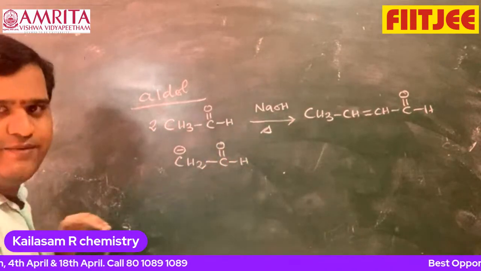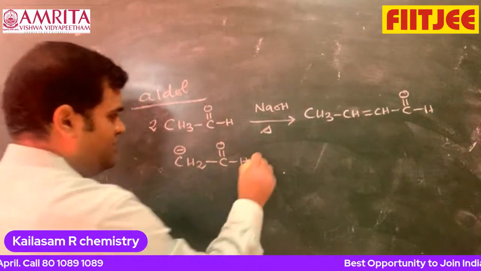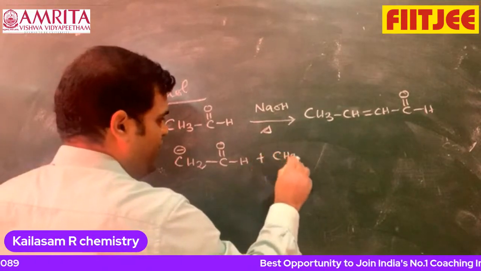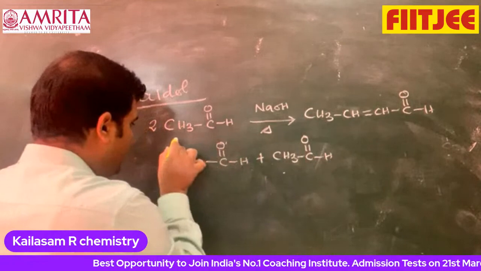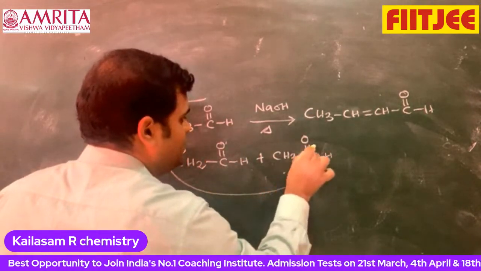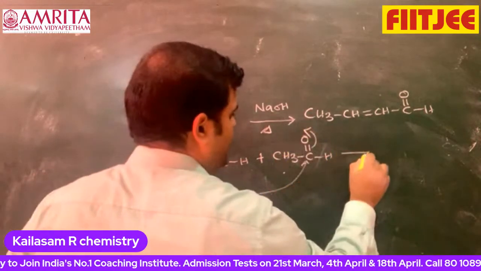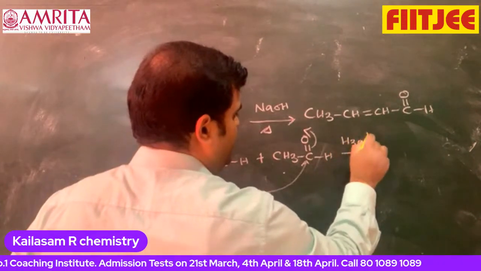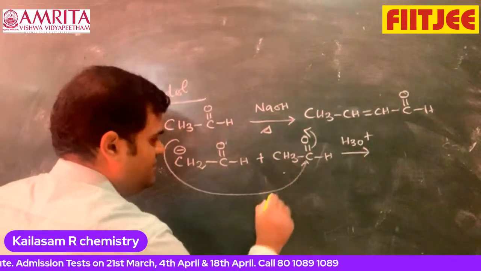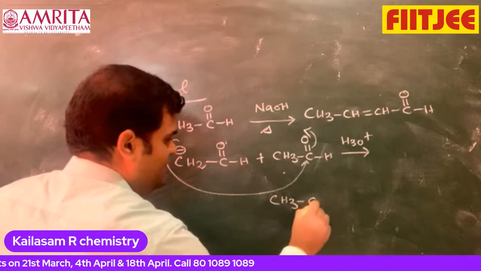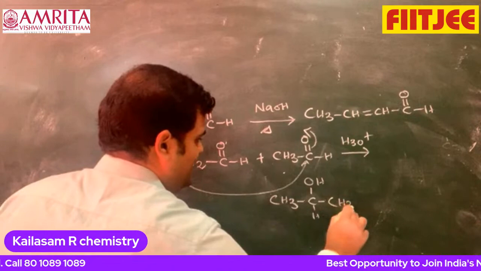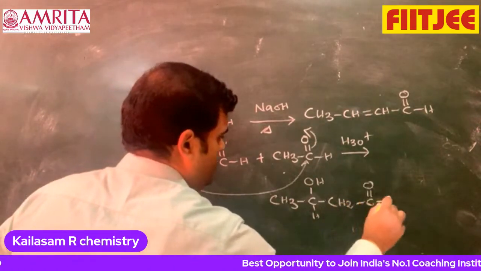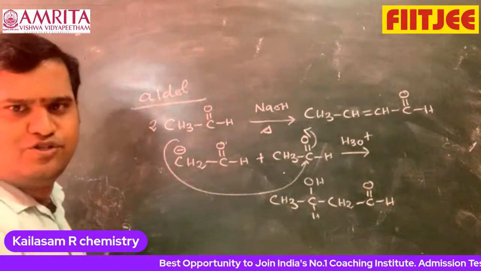So the anion is generated. The first step is going to be the slow step, because after the anion, you are going to add by nucleophilic addition. Look at this. It attacks, the bond breaks. Then the next step is H3O plus. I am going to get, look at this, CH3, C, OH, H, CH2, C double bond O, H. This is the product.